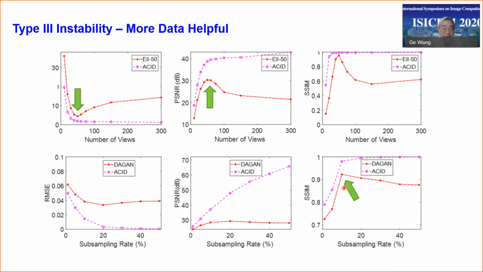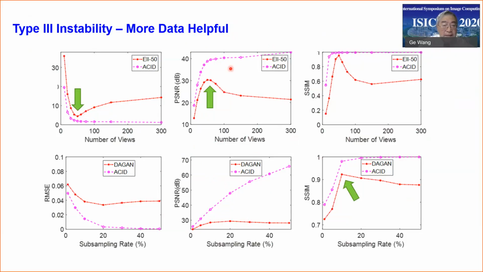But when you give the network more input data, you see network performance in terms of peak signal-to-noise ratio and structural similarity gets decreased. On the other hand, this purple curve is for our network, and we have performance consistent with our intuition: more data, better performance. More data is helpful. That shows we can systematically address the challenges posed by the PNAS paper.